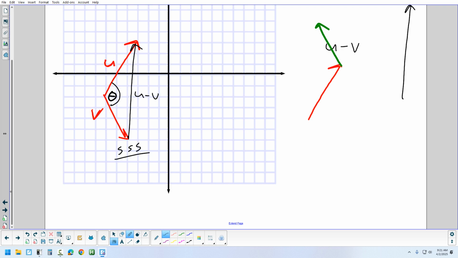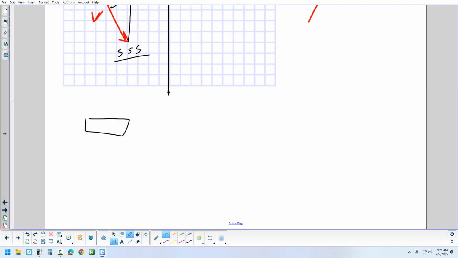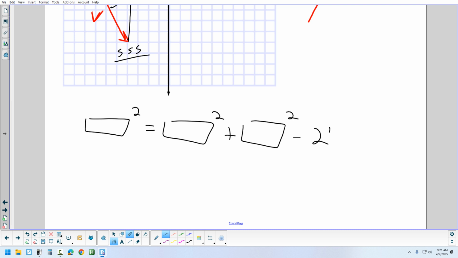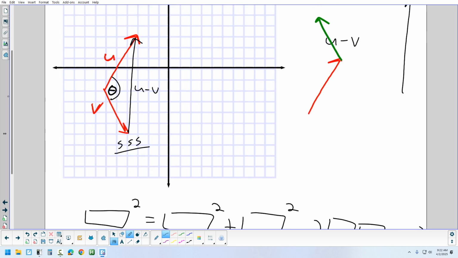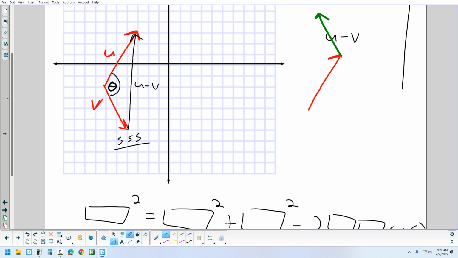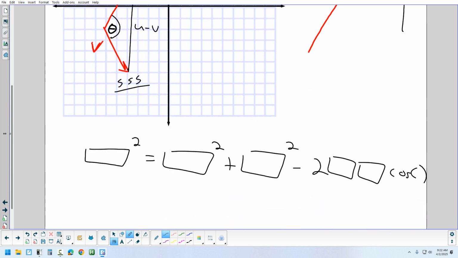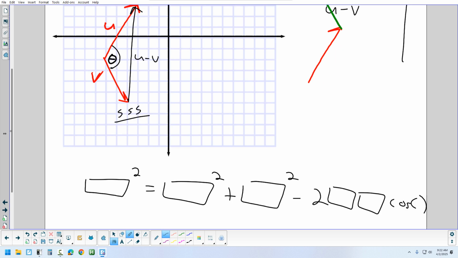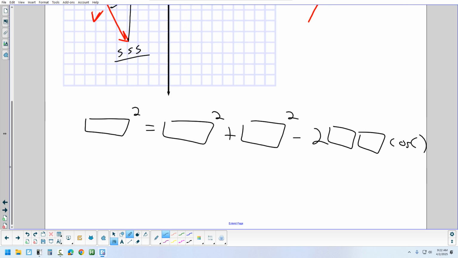So remember, law of cosines follows a pattern like this. We just have to fill that all in. So you always start with the side that's across from the angle you're trying to figure out. That's going to be u minus v, because I want to know that angle right there. So we've got magnitude of u minus v squared equals what would be in the next box?